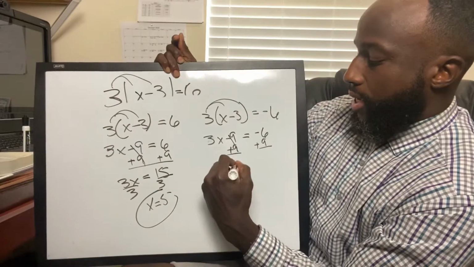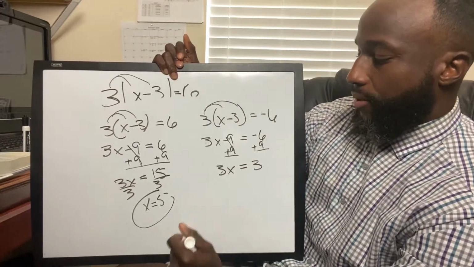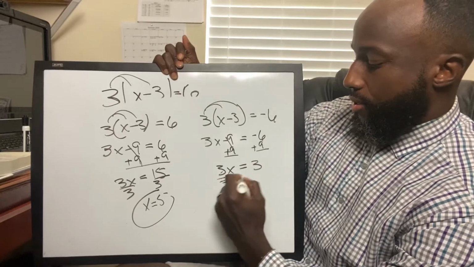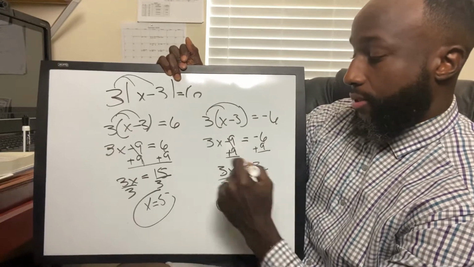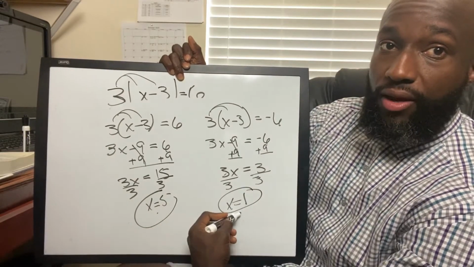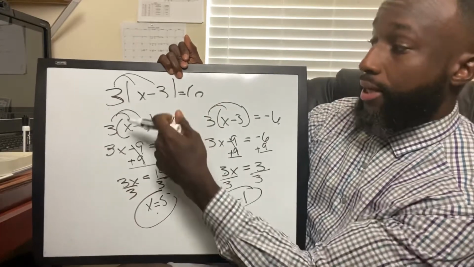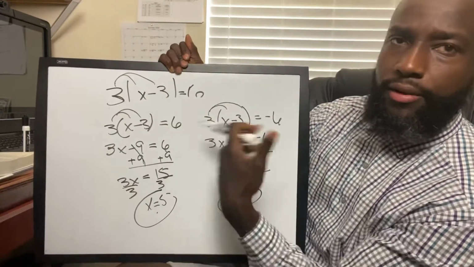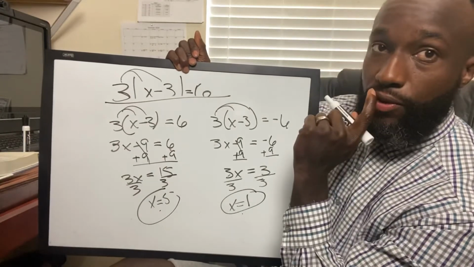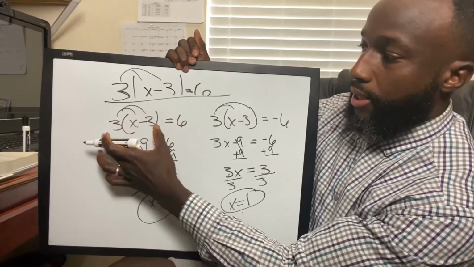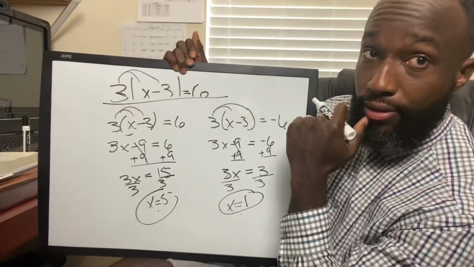You're going to get 3x equals 3. Divide both sides by 3. X equals 1. Again, 5 and 1 are your two solutions. Then you could check it by substituting both numbers into there and doing the math. But what I wanted you to see here is there were 2 ways to solve this equation, right? You can solve it by distributing, or you can solve it by getting rid of this number on the outside, okay?